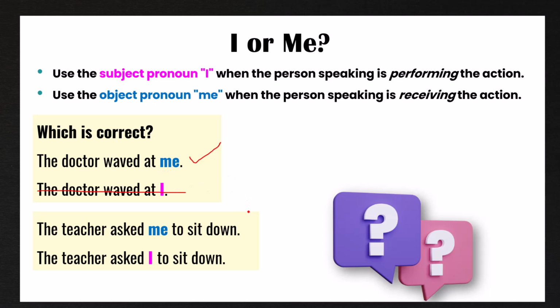And which is correct of these two sentences? The teacher asked me to sit down. The teacher asked I to sit down. Again, the second example is incorrect. We have to use the object pronoun me because the teacher is the subject in this example and me is the object. I am the person receiving the action, not performing the action.